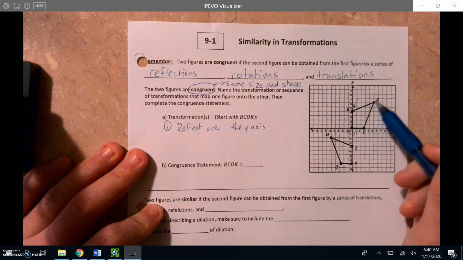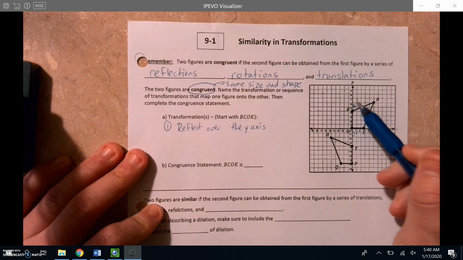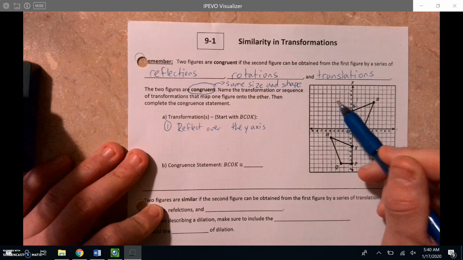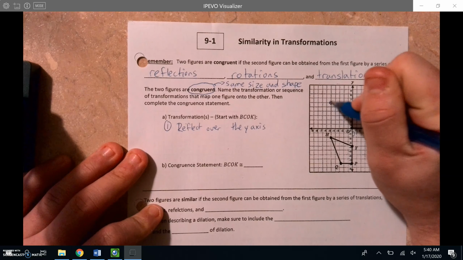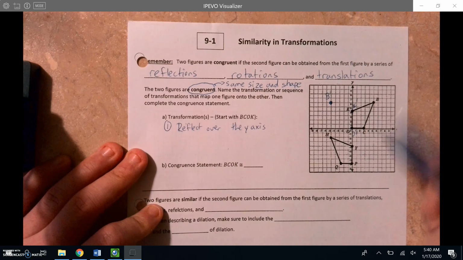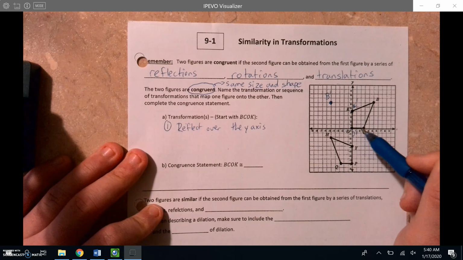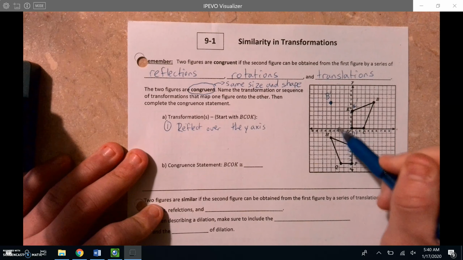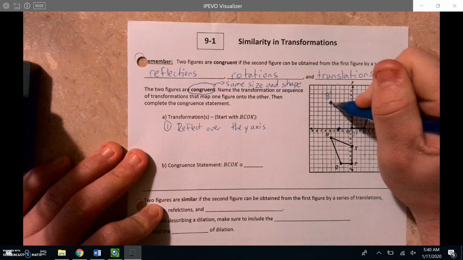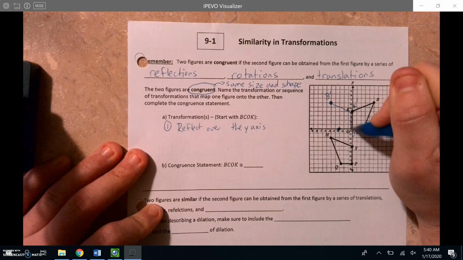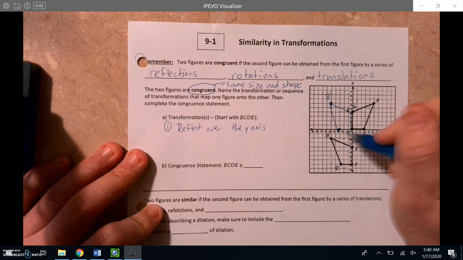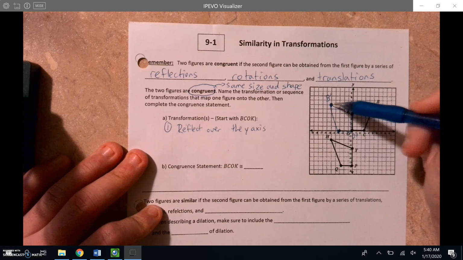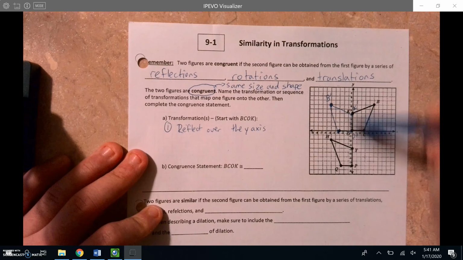B here is 5 to the right. 1, 2, 3, 4, 5. So we need to go 5 to the left. 1, 2, 3, 4, 5. There's B prime. And then C is 3 to the right. So 1, 2, 3. We got to go 3 to the left. 1, 2, 3. The image that we have just created from this reflection now looks like this. So, these look like they're going to line up now. We just need to shift it down somehow.